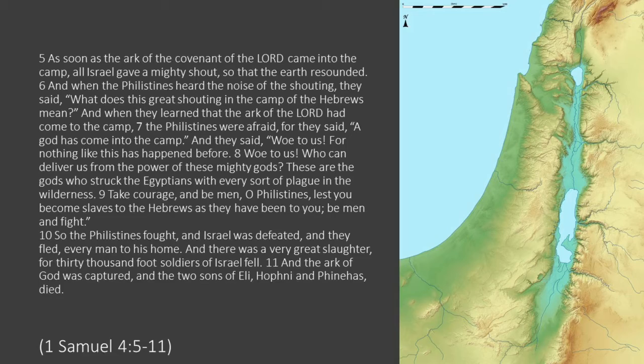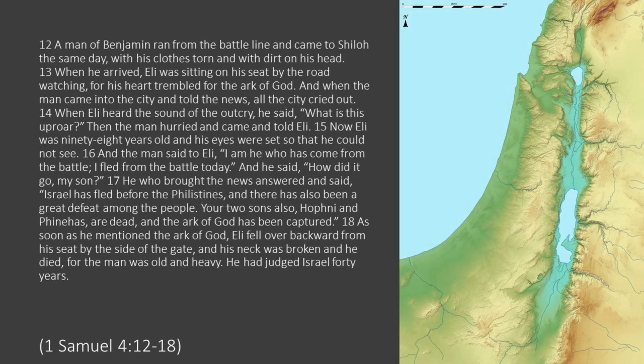And there was a very great slaughter, for 30,000 foot soldiers of Israel fell. And the ark of God was captured, and the two sons of Eli, Hophni and Phinehas, died. Verse 12. A man of Benjamin ran from the battle line and came to Shiloh the same day, with his clothes torn and with dirt on his head. When he arrived, Eli was sitting on his seat by the road watching, for his heart trembled for the ark of God. And when the man came into the city and told the news, all the city cried out.